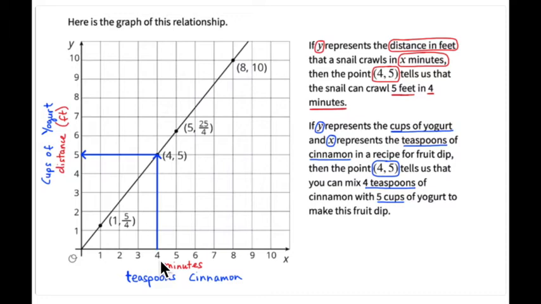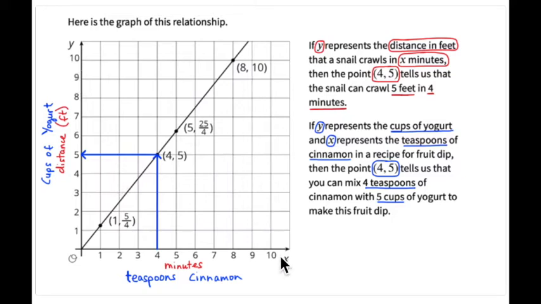So it's 4 teaspoons of cinnamon. Read up to the line, tells you that you're going to use 5 cups of yogurt. So it's 5 cups of yogurt per 4 teaspoons of cinnamon. So the same numbers, 5 per 4. So y per x. So you can mix 4 teaspoons of cinnamon with 5 cups of yogurt. I keep saying the same thing over and over again because I want to get that into your heads of what's going on.